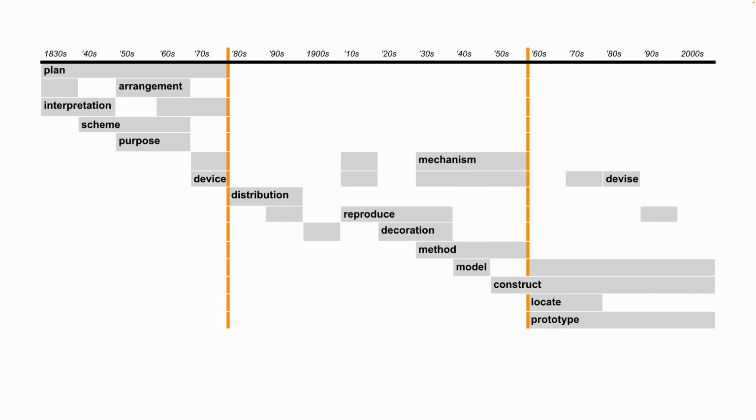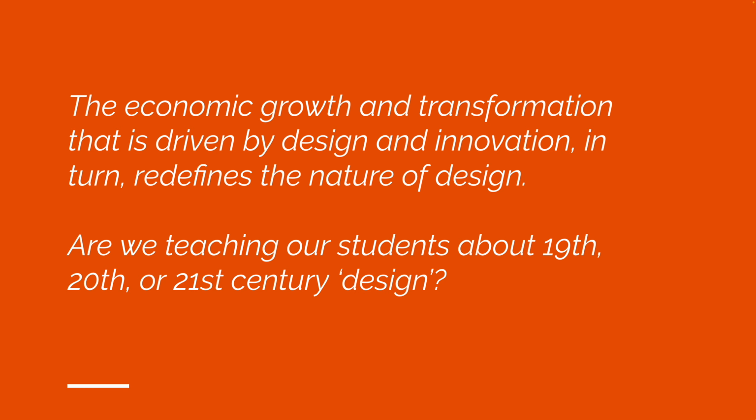And so this is an abbreviated data set, but this is what the whole thing would look like. You can see these two breaks happening, and so it suggests that while design is causing growth and transformation in the world, there's a feedback loop that's also redefining how we understand what design is.